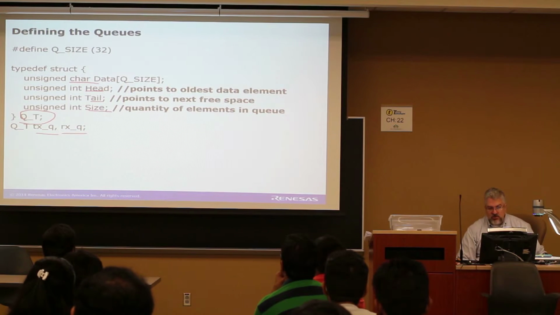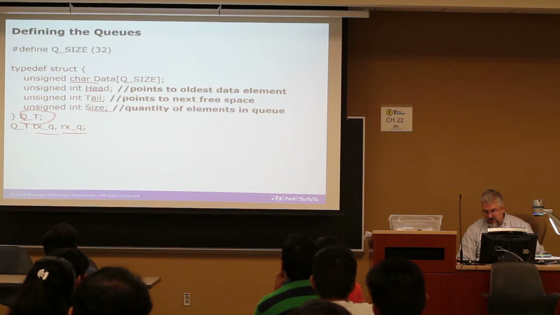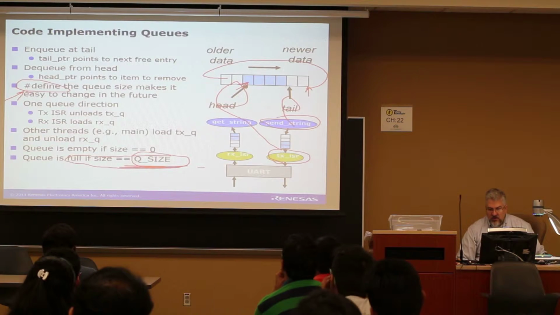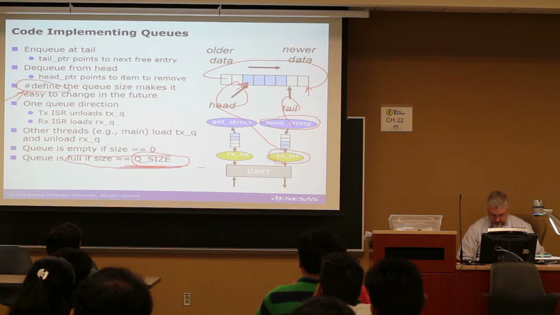Again, head points to the oldest data. Tail points to the next free space. So if you look at this, notice the tail is pointing to free space. That means if tail is then pointing to this used space, it's obvious that it's full.